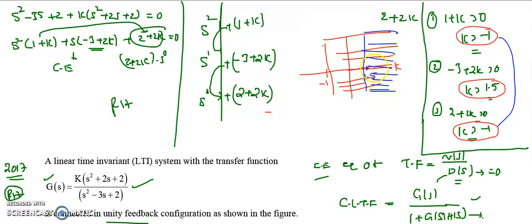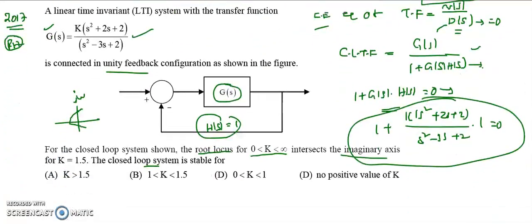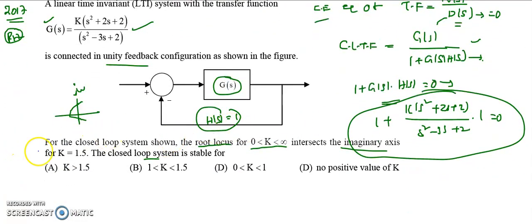Now you have to observe in this graph where the three conditions are merging. The first condition is from minus 1 to infinity. The third condition is also from minus 1 to infinity. The second condition is from 1.5 to infinity. That means all three conditions merge from 1.5 to infinity. So my system will be stable whenever the k value is greater than 1.5. So you can go for the option k greater than 1.5.